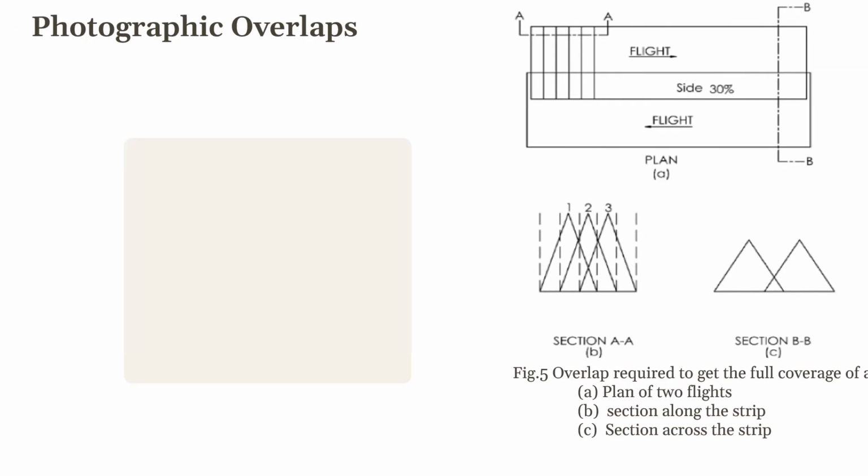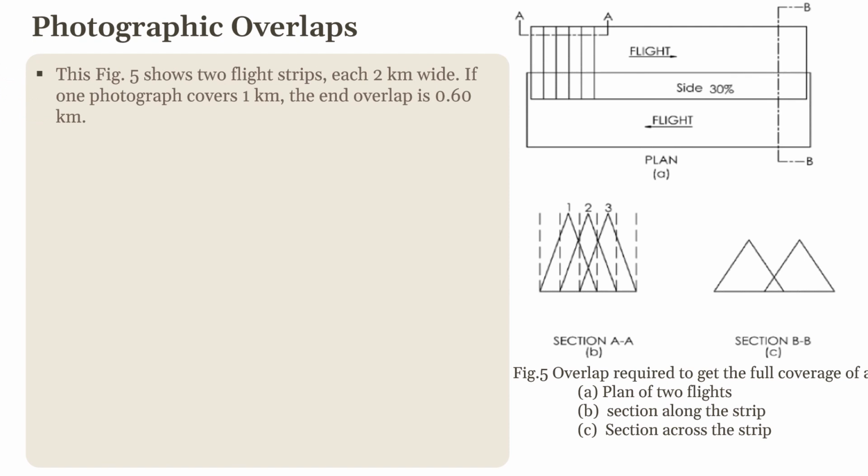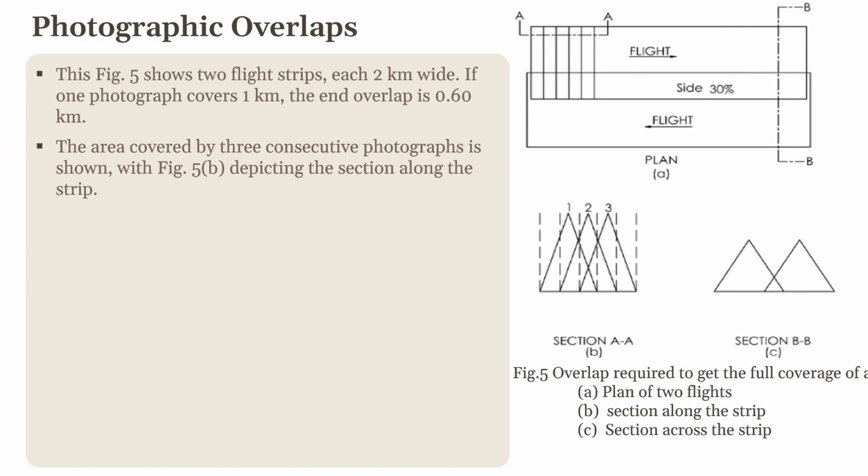In figure 5, we have two flight strips, each 2 km wide. If each photograph covers a length of 1 km, then the end overlap between consecutive photos will be 0.60 km. This overlap ensures that there is a 60% common area between two adjacent photographs along the flight strip. You can see this overlap in figure 5, where three consecutive photos cover a part of the small area. Now, looking at figure 5b, which shows a section along the strip, you will notice how this overlap is managed.